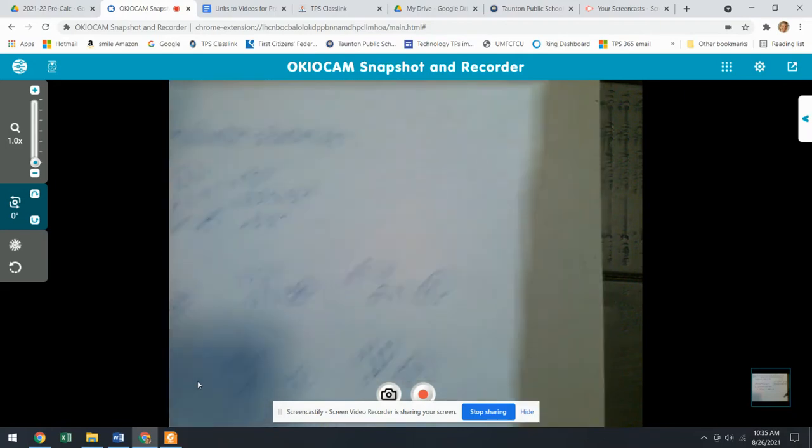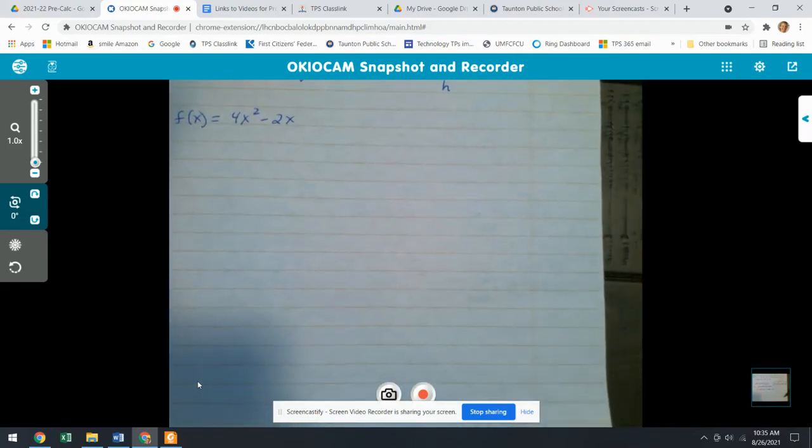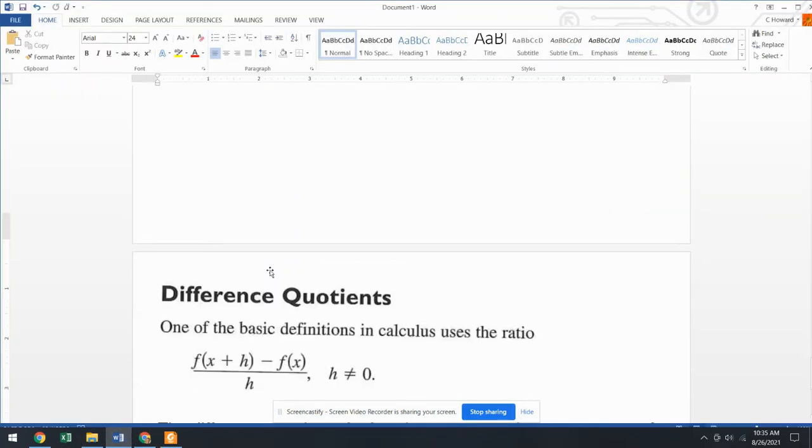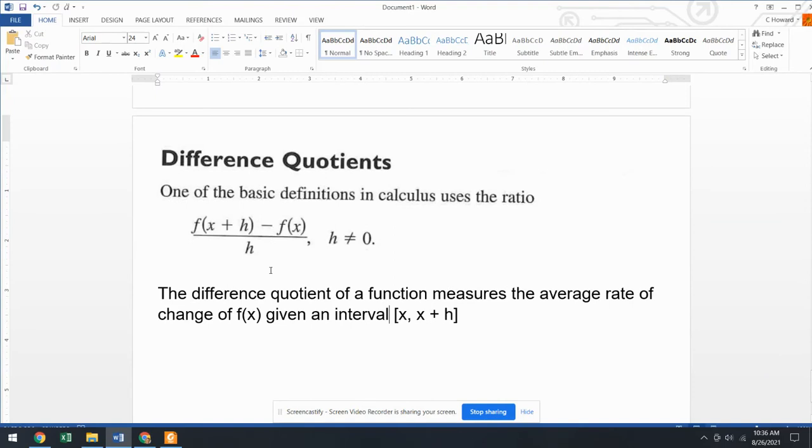And then the last part of chapter 1.4 is called the difference quotient. And we're going to go through a problem with that. Difference quotient is rampant in calculus. This is a pre-calculus class, so we're just going to get a taste of it. You can put this in your notes if you want.